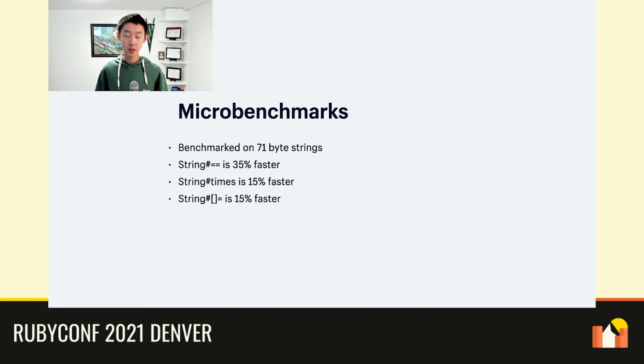We wrote some microbenchmarks to highlight the performance increase of variable width allocation. For these benchmarks, we use 71-byte strings, which is embedded when using variable width allocation, and not embedded when not using variable width allocation. Our benchmark results show that comparing two strings is 35% faster. The times method also benchmarks allocation speed and is 15% faster. Similarly, setting a character in the string is also 15% faster. This clearly shows the performance benefits of using variable width allocation.